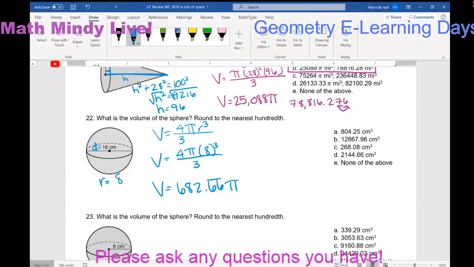Which gives us, when we multiply pi in, 2,144.66. So that would be answer D. Okay.